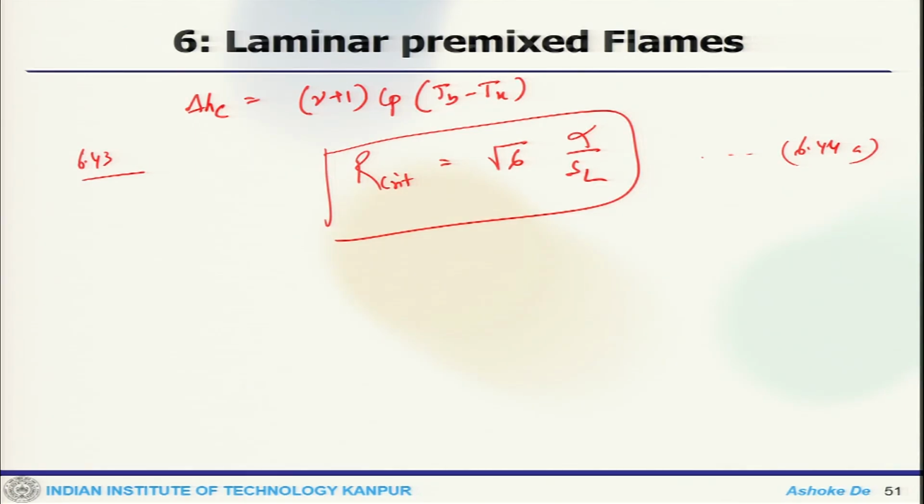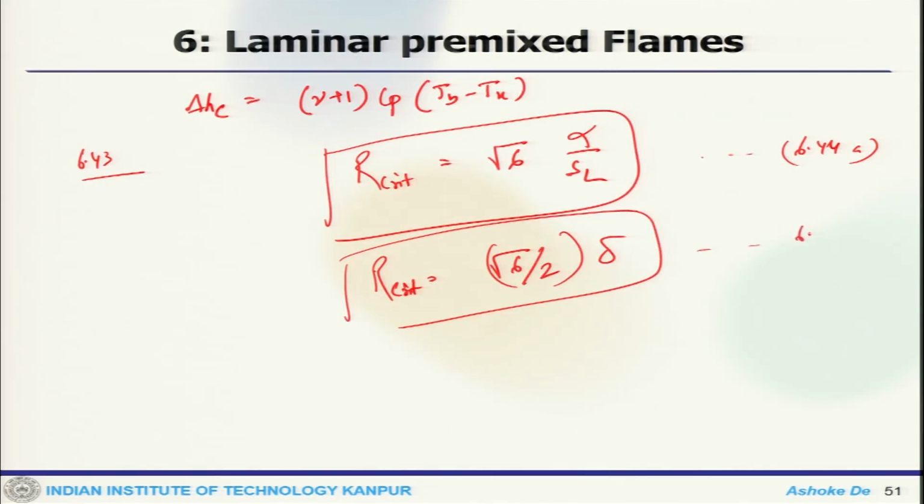Now, if you replace these things with delta, one can rewrite this as equal to root 6 by 2 delta. So, that is another way to represent the whole thing. One can note here that this factor root 6 by 2 is just an order of magnitude and should not be taken as a precise constant. Therefore, the critical radius is a few times larger than the flame thickness.